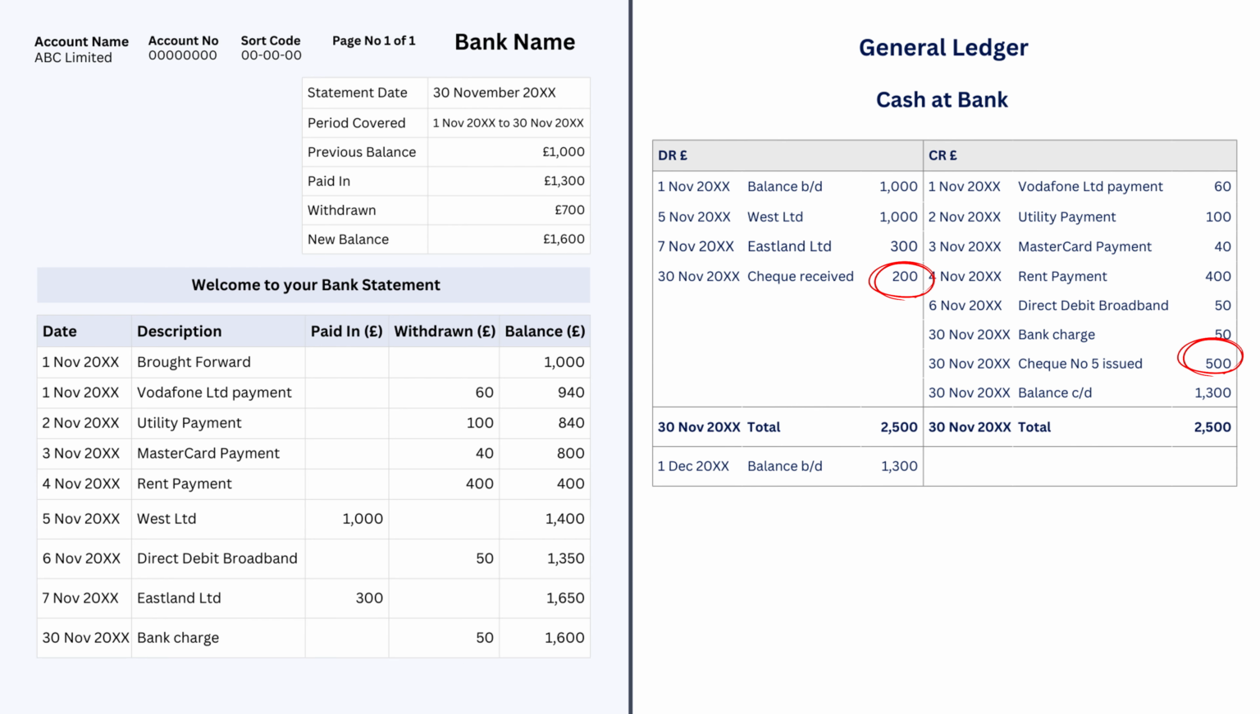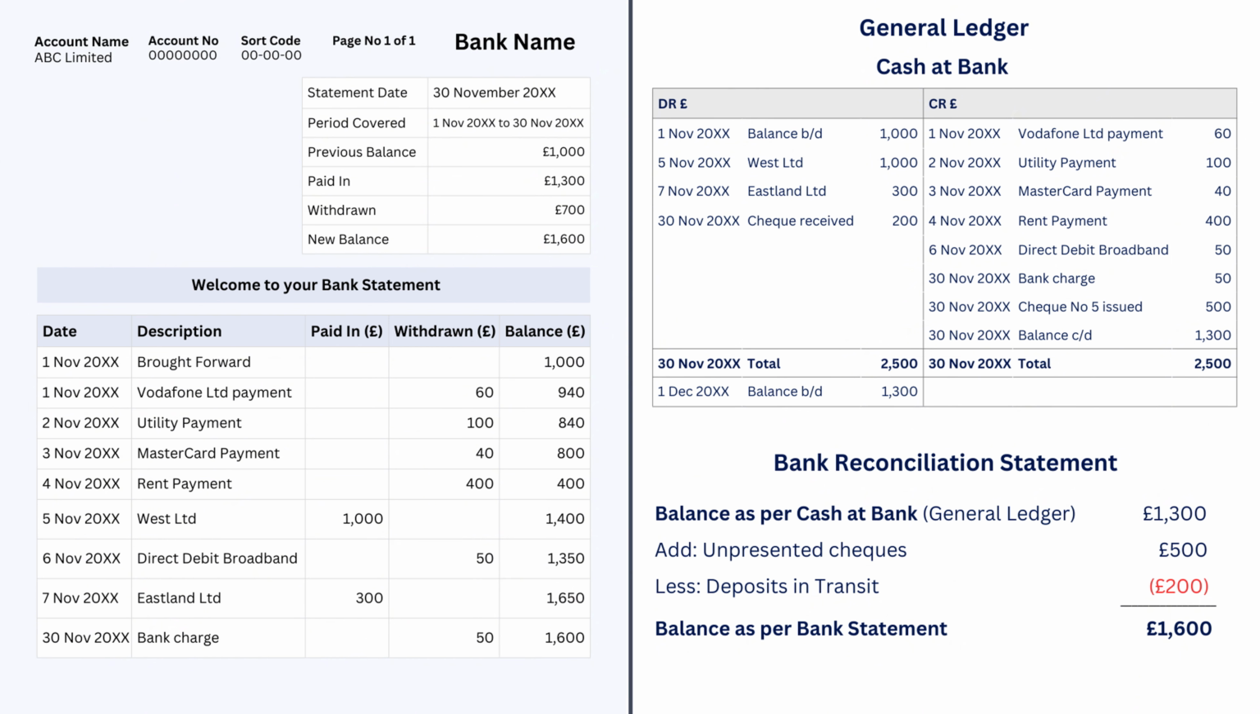Transactions recorded in the cash at bank account but not yet shown on the bank statement are not adjusted in the ledger. We do not change the cash book for timing differences. This rule is critical. Instead of posting journals, we include these items in the bank reconciliation statement.